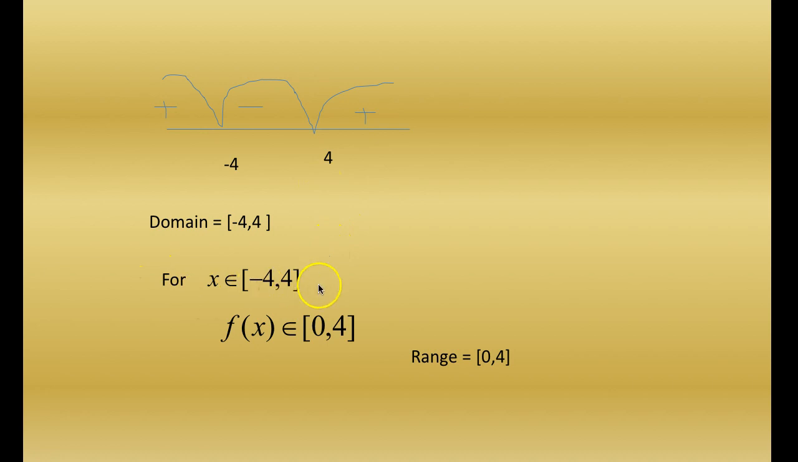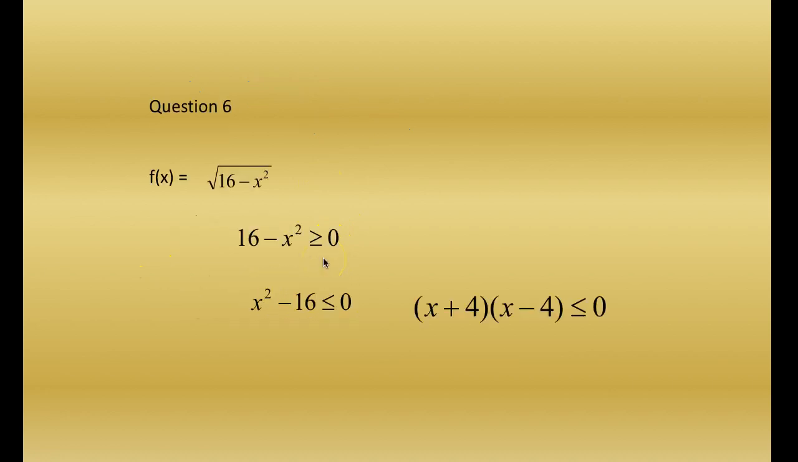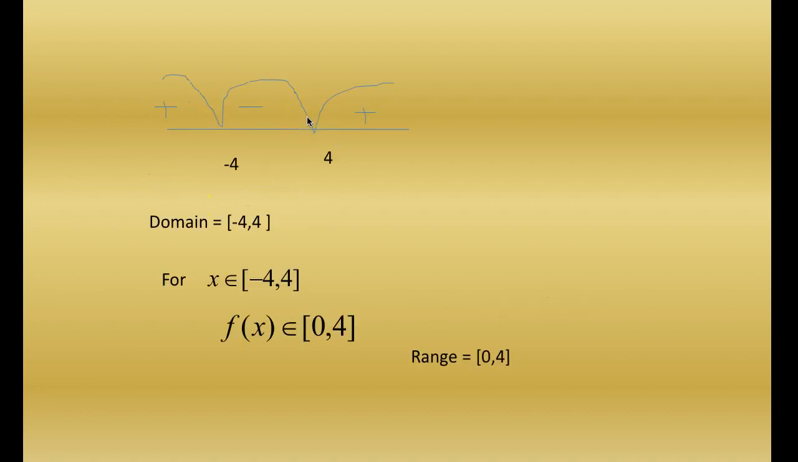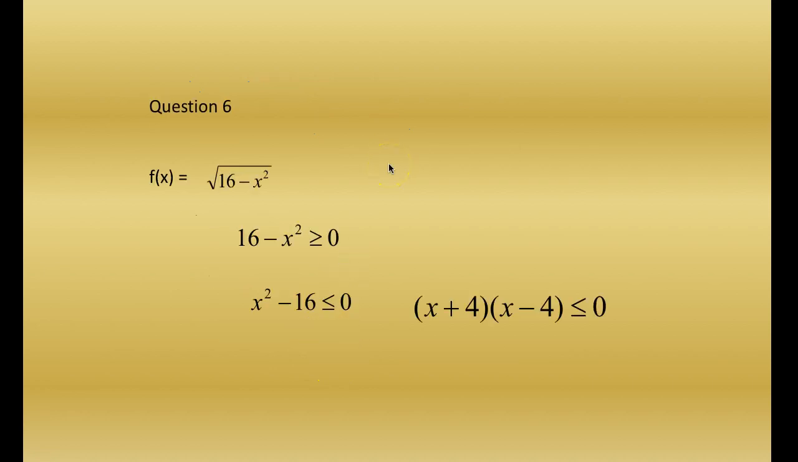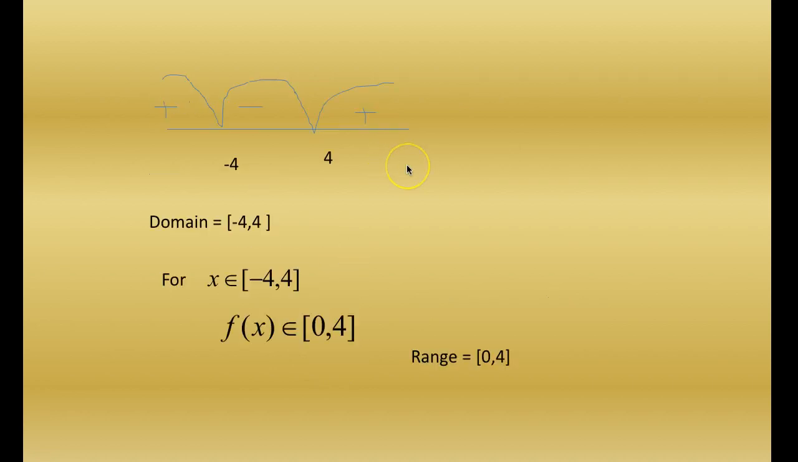Now for x belonging to the closed interval minus 4 to 4, your values of f(x) will be between 0 to 4. So f(x) would belong to the closed interval 0 to 4. We can actually substitute values of x and see that the values of f(x) would lie between 0 and 4. So your range is the closed interval 0 to 4.